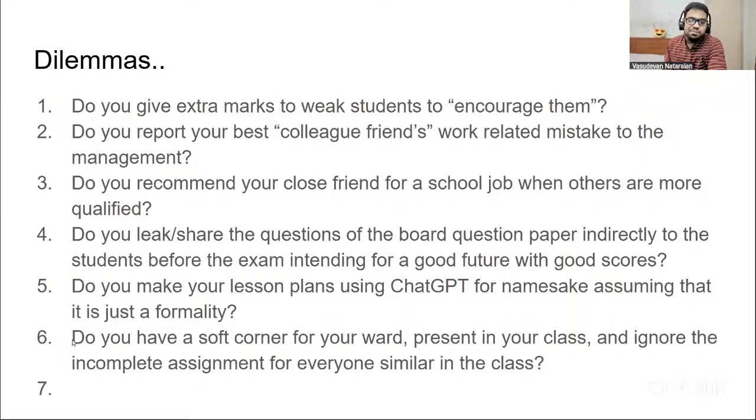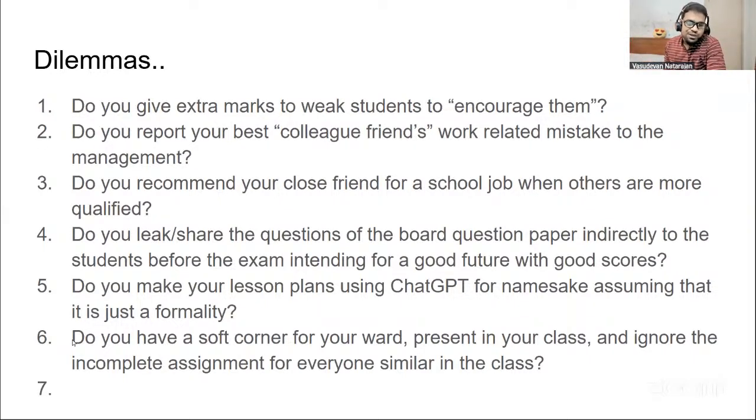How can you really expect to write a lesson plan that can be strictly followed? Anyways, that's a very good point, actually. Very good question. Do you have a soft corner for your ward present in your class and ignore the incomplete assignment for everyone similar in the class?